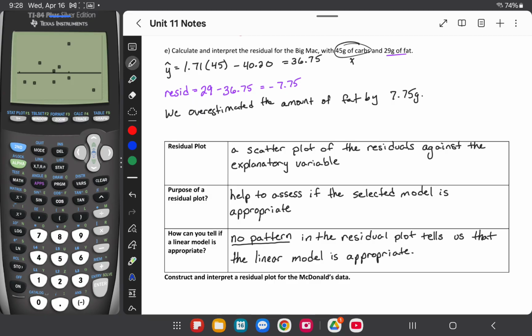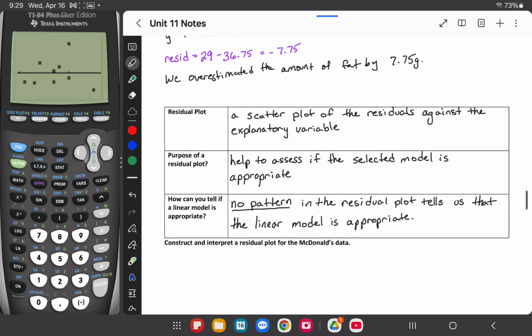So here is a graph of all of our residuals plotted against our explanatory variable, which in this case was again the number of carbs. Looking at our residual plot, it looks like there are roughly the same number of points above and below our axis. While some of the points are a little bit further away, there aren't any points that are really far away. There's also not any sort of pattern here in our residual plot.